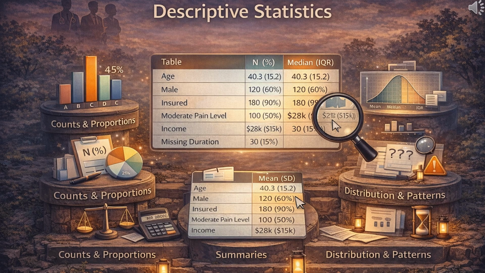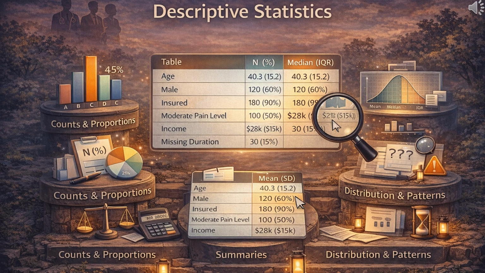A useful habit is to write the statistic as a sentence before calculating it, with the numerator and denominator explicitly named. This forces clarity and prevents silent denominator drift. For example, you would phrase a proportion as number of eligible individuals who experienced the outcome during the period divided by total number of eligible individuals during the period.